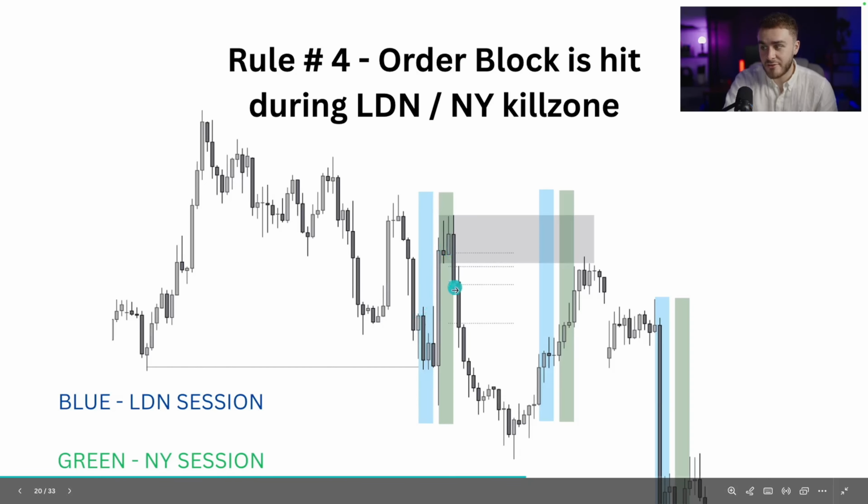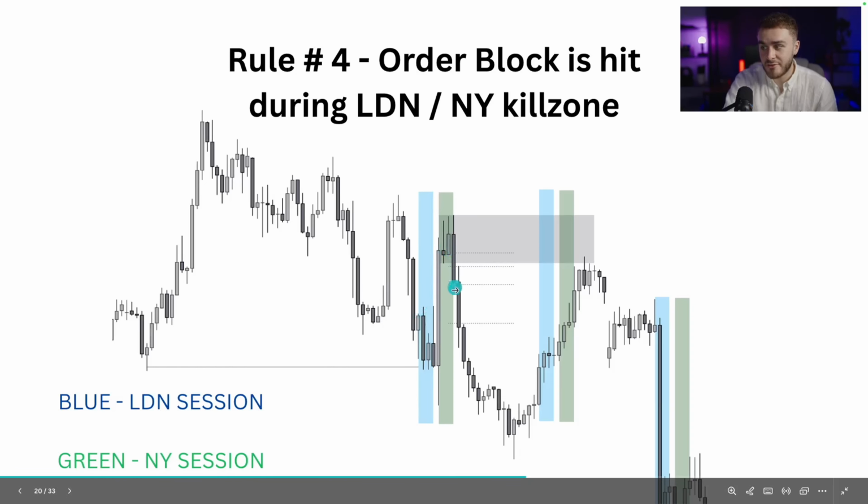Eventually, price pulled back and encountered this area right at the order block, which was formed during New York session, and then continued downwards. Again, I don't know what the explanation for this is, but I've just found this to be true over and over and over again. The highest quality order blocks are always going to be formed during either London or New York session.